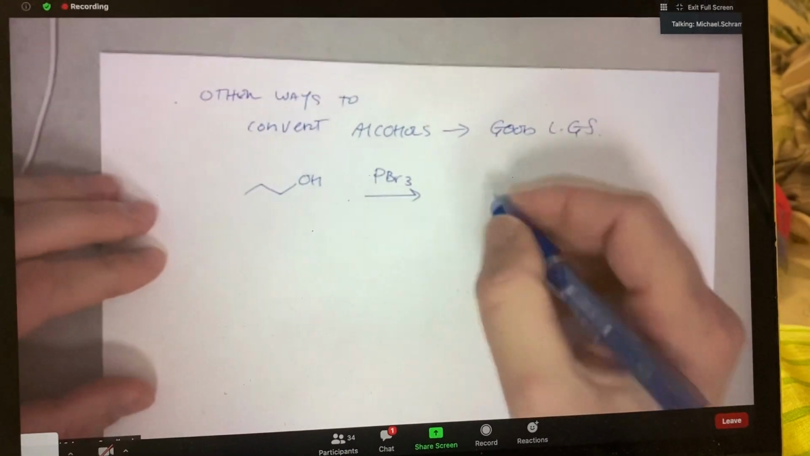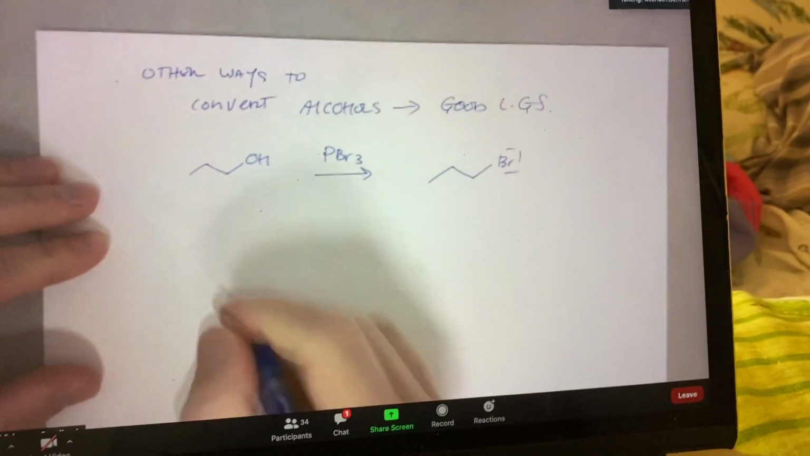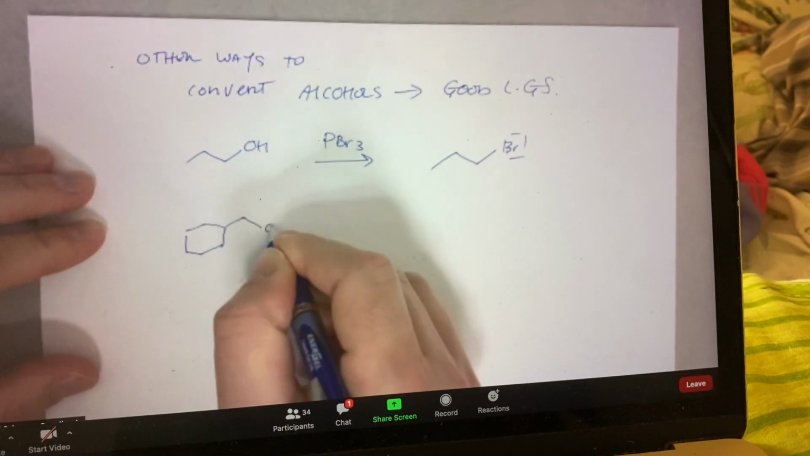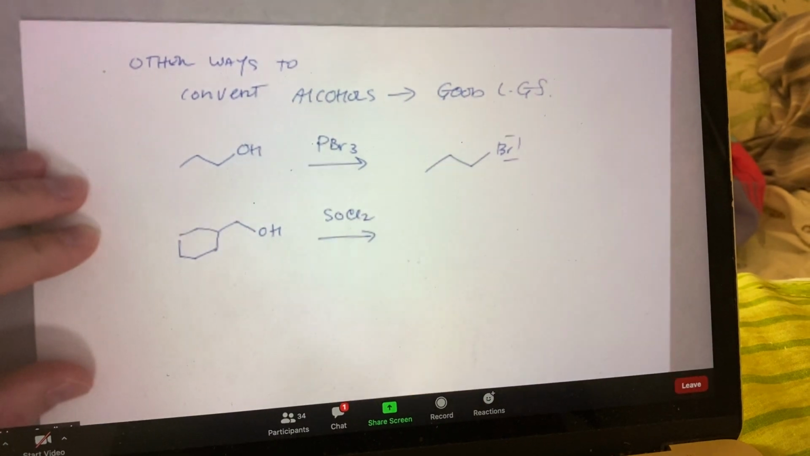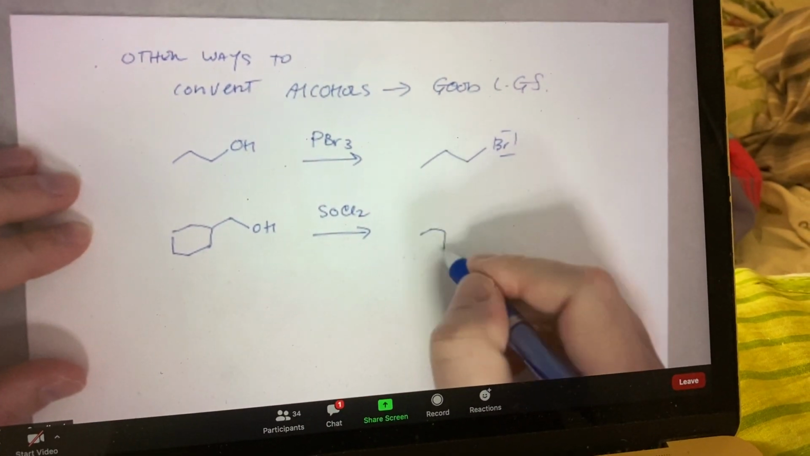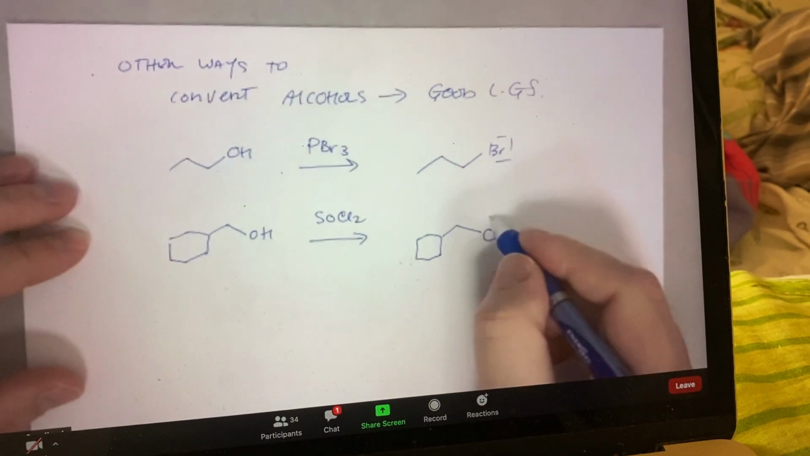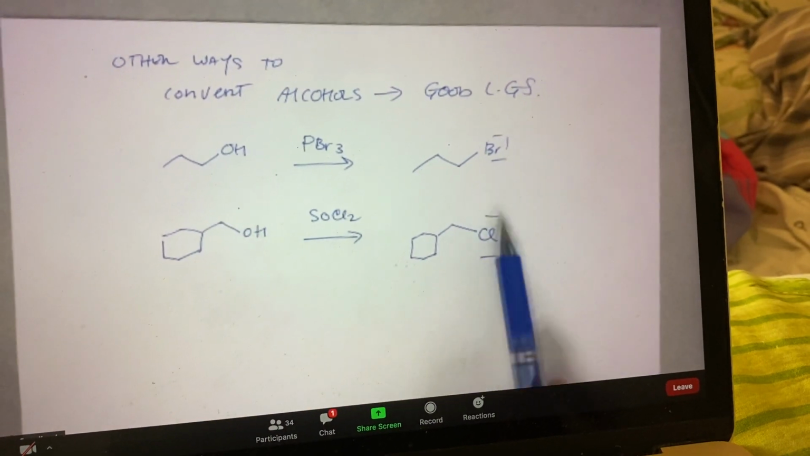PBr3 is a reagent that can convert alcohols readily into bromine, and there's a reagent called thionyl chloride. It's SOCl2. It's kind of a funny reagent. It has the ability to convert alcohols into chlorides. So there's ways to directly convert alcohols into these types of leaving groups.